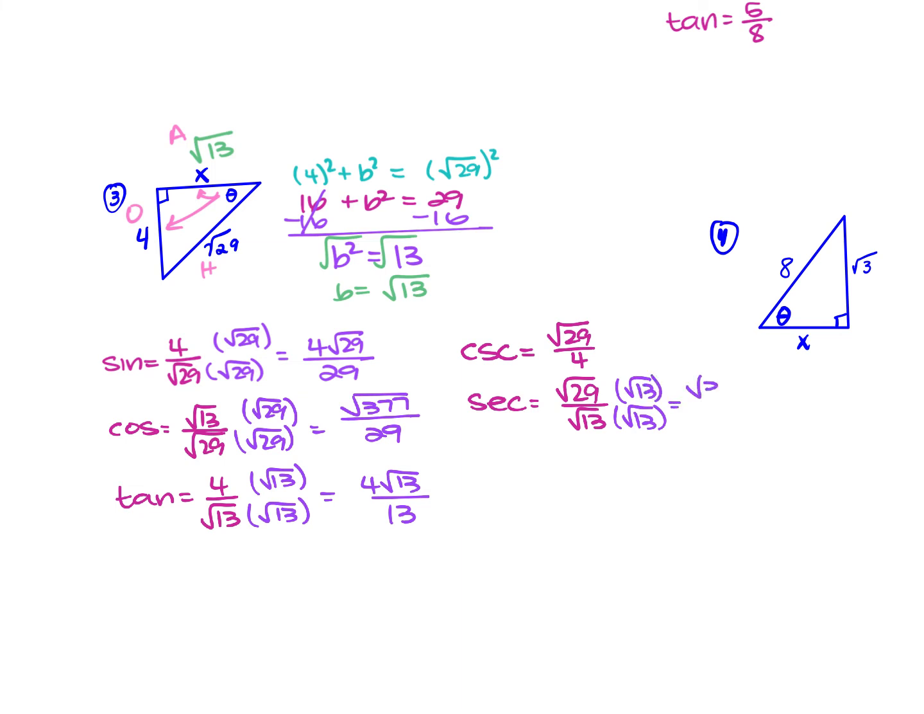And that's the square root of 377 over 13. And then find the reciprocal of tangent. That's cotangent. So that's the square root of 13 over 4.